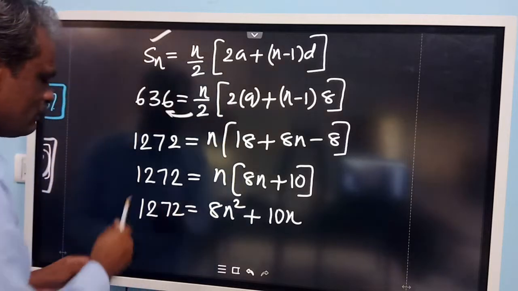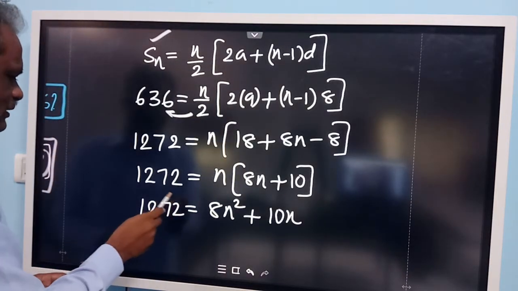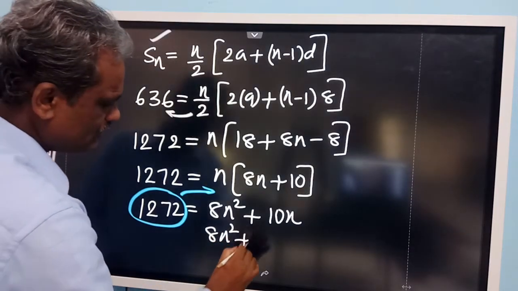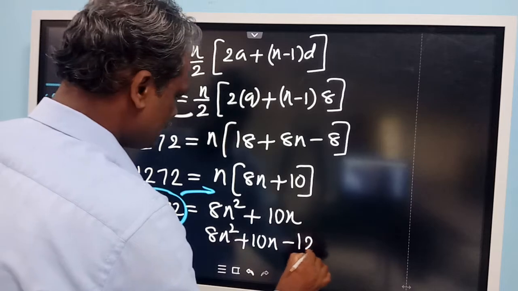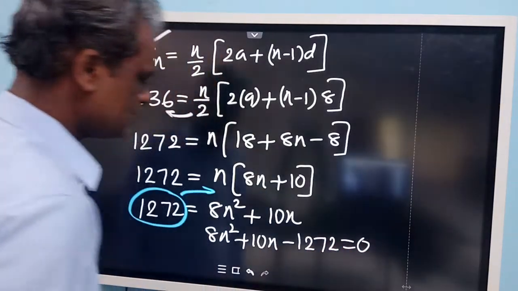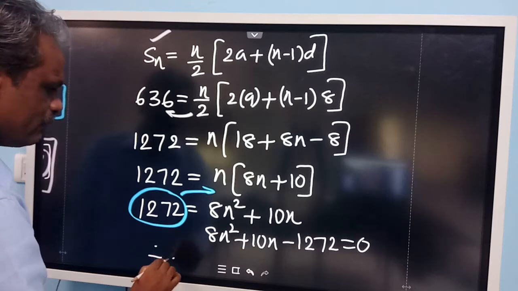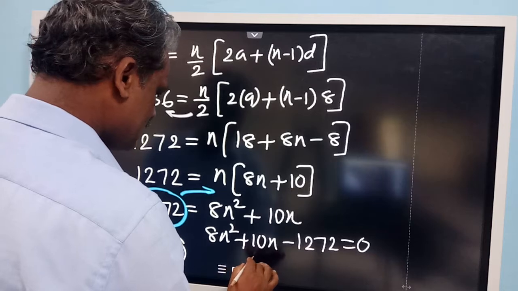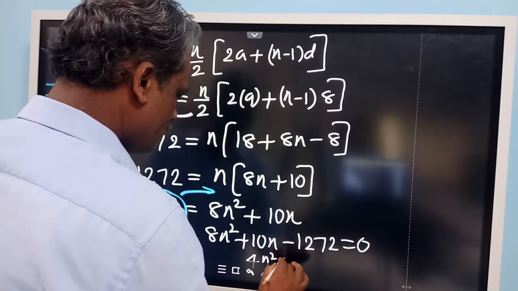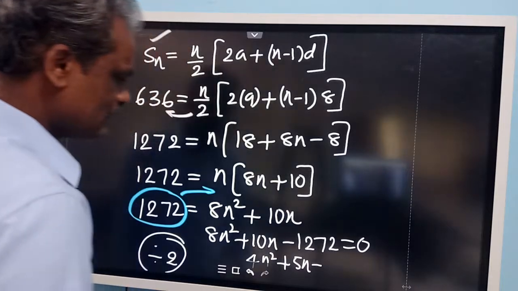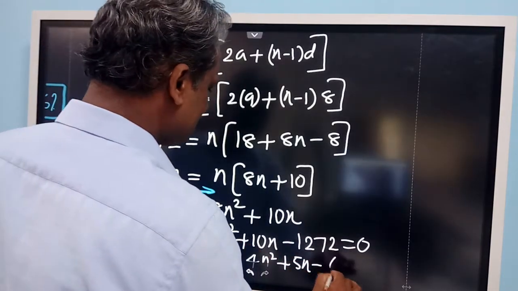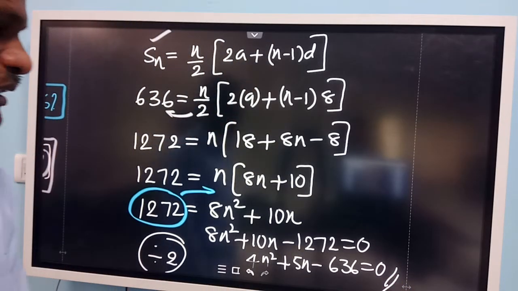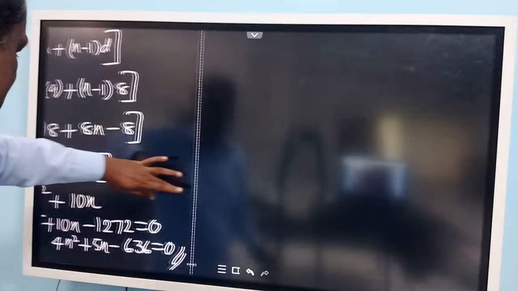So you can keep it in standard form. What you can do here, you can transfer this to the right side. So what happens, you will get 8n square plus 10n minus 1272 is equal to 0. You can divide it by 4 or divide it by 2. So the entire equation can be divided by 2 so that it will reduce. So 4n square plus 5n minus 636 is equal to 0. So this is a quadratic equation. Using this quadratic equation you have to find out the value of n here.